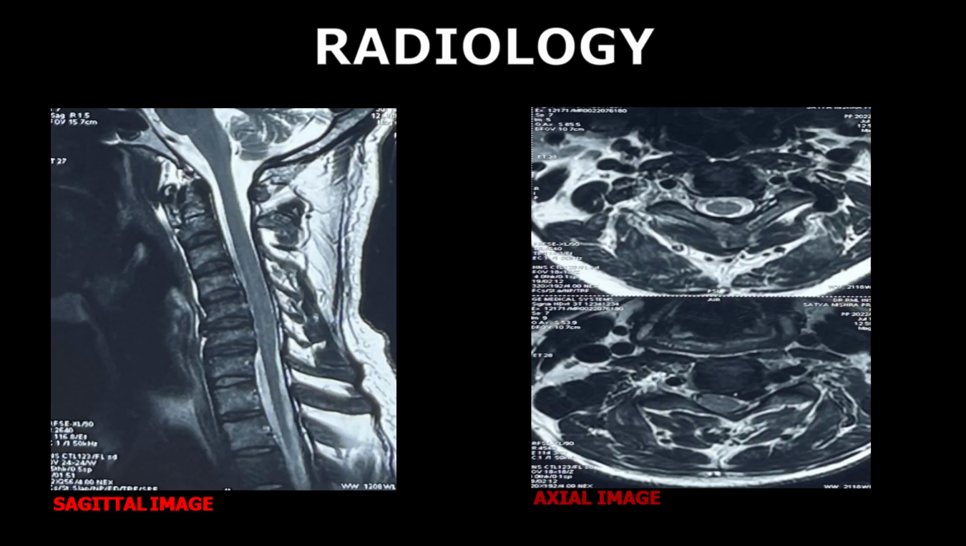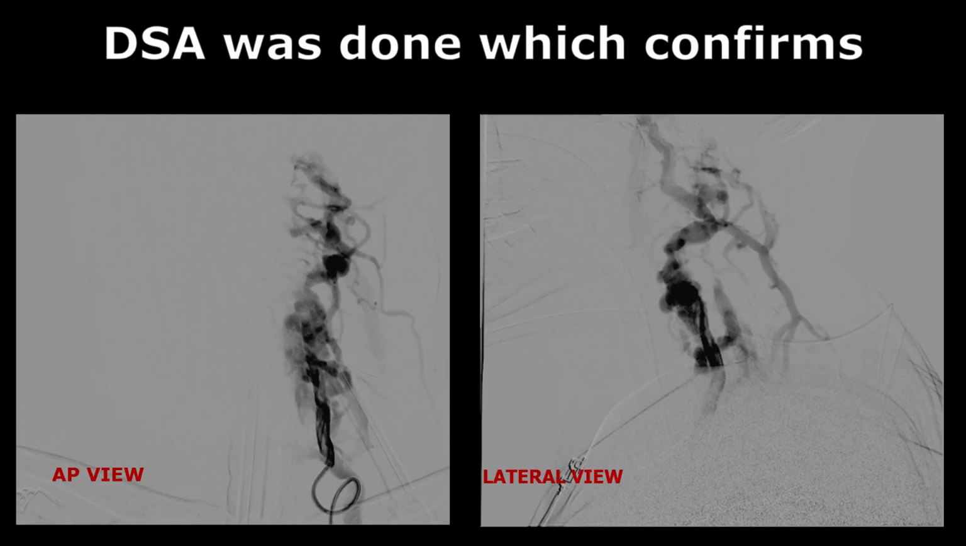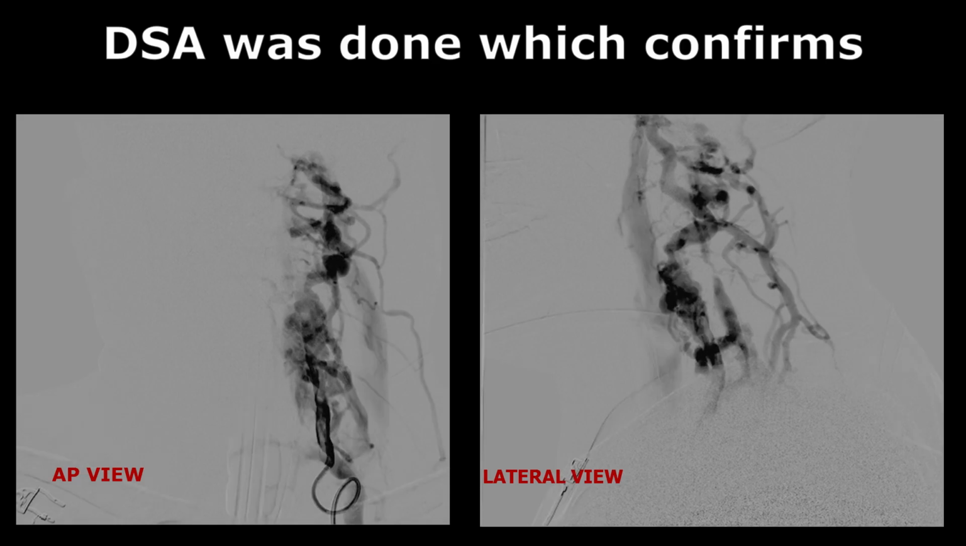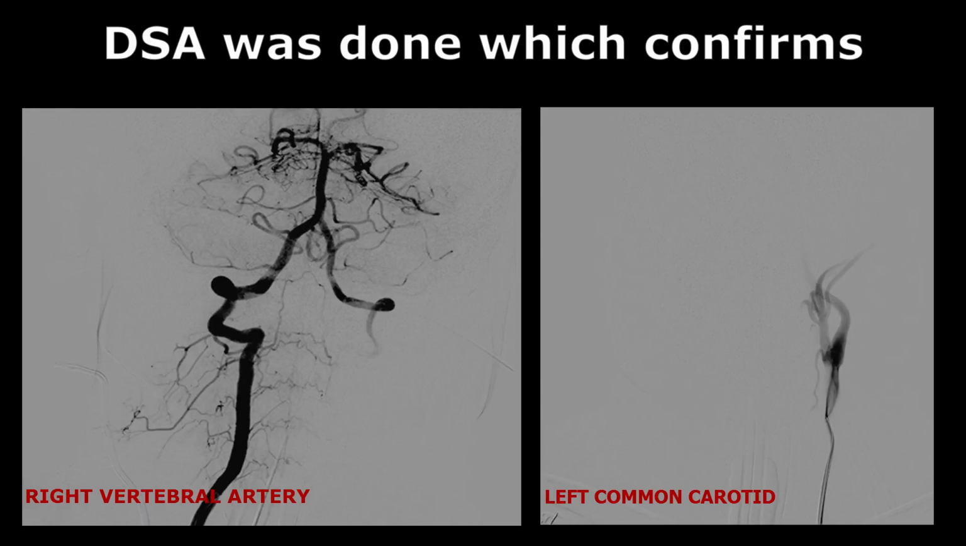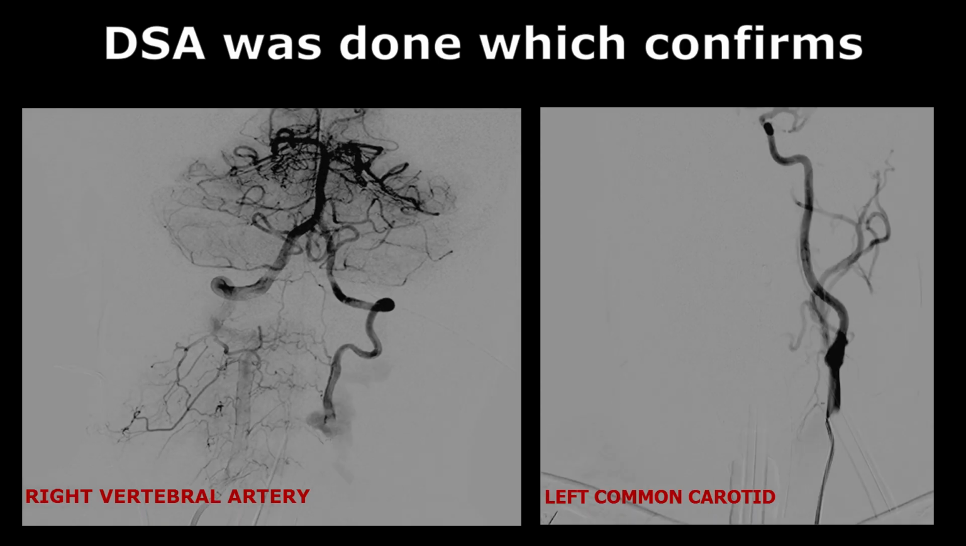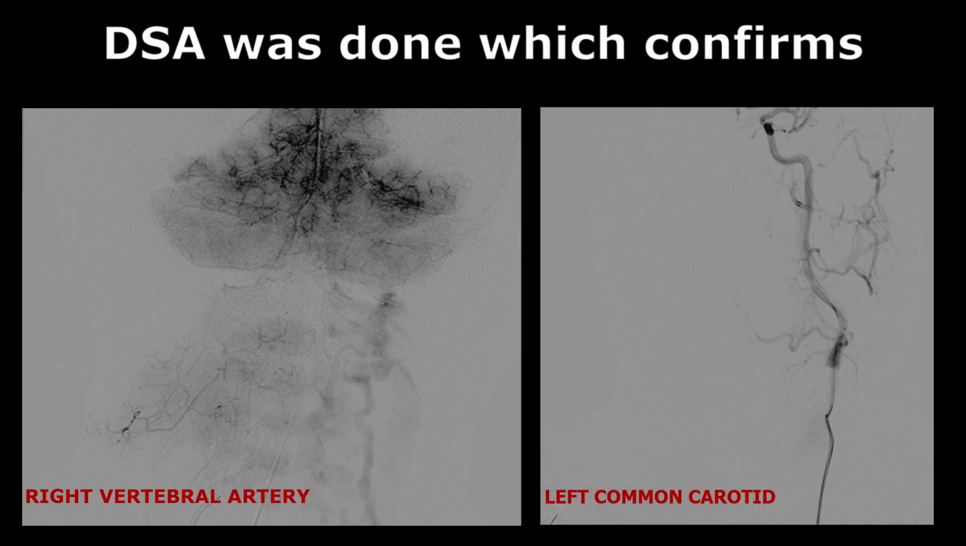On MRI, cord edema with flow voids was seen from C3 to C6 level in the left paracentral region, arising from the left vertebral artery, leading to dilated epidural and paravertebral vascular channels and causing compression of the cervical cord. DSA was done, which showed a high flow vertebral AV fistula at C3 to C6 level with direct shunting from the left vertebral artery to the epidural and paravertebral venous plexus. There was no filling from any other vessels.